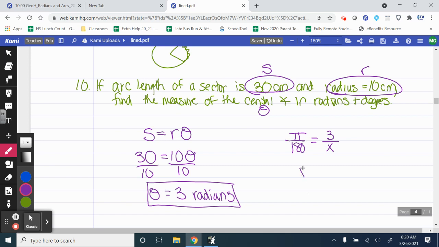All right, so you should have gotten x equals 540 divided by pi degrees. And again, if you wanted to know what that would be approximately, you would do 540 divided by the pi key, which would be about 171.887. So this is theta also in degrees.